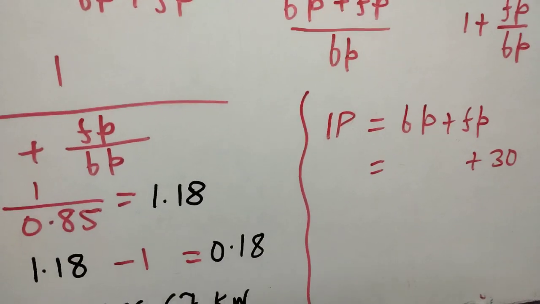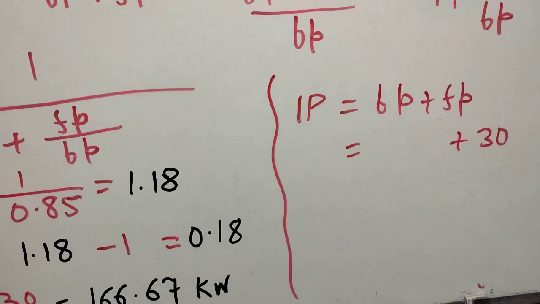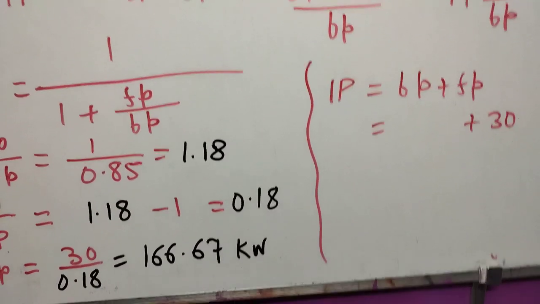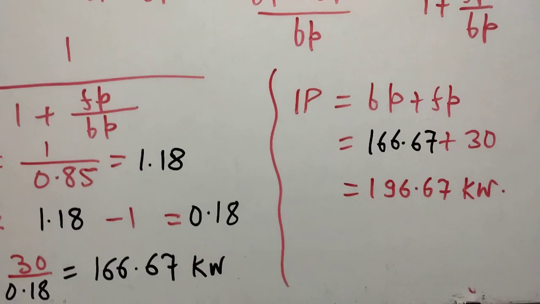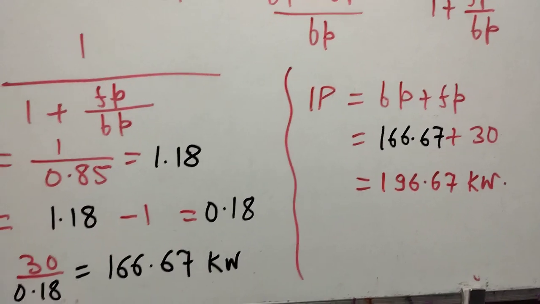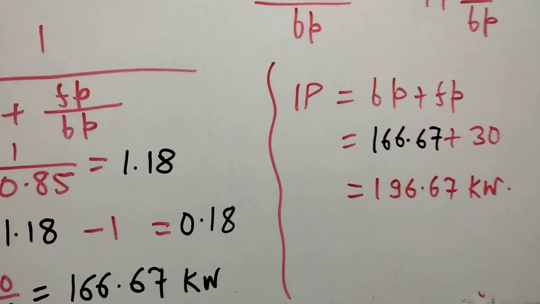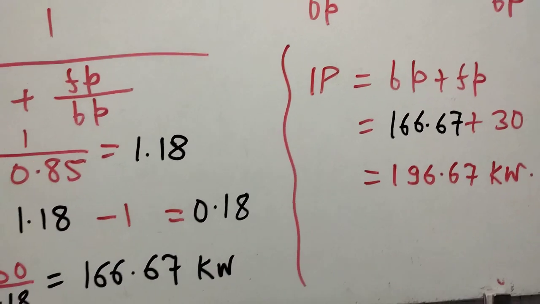Next, find out the indicated power, which equals brake power plus frictional power. Indicated power equals 166.67 kilowatt plus frictional power 30 kilowatt, and we get the result indicated power 196.67 kilowatt.